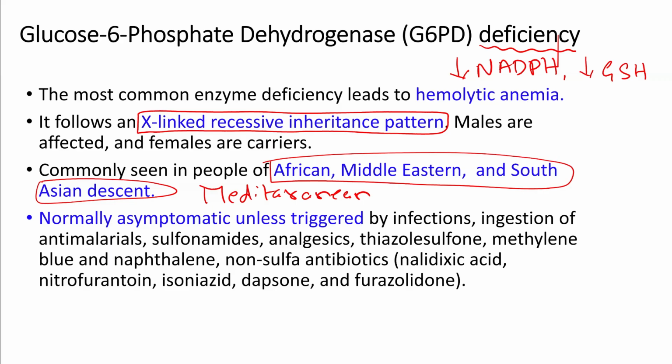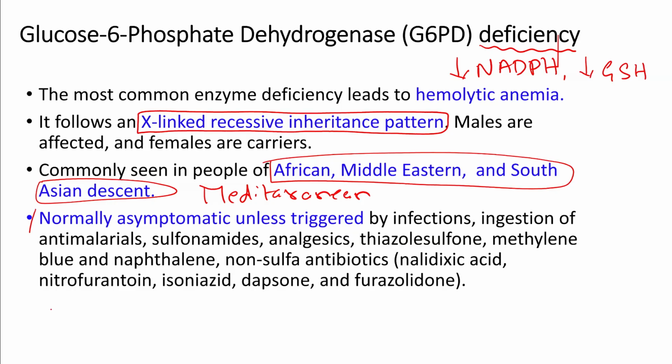That means they should not get into any infection. They should not take any medications. They should not take any chemicals or toxins which will build up reactive oxygen species. Once that happens, they will be in trouble. And these are the troubles that you need to know. Troubles for G6PD patients: I have written normally asymptomatic. Normally they are asymptomatic unless triggered. So what are the triggering events?